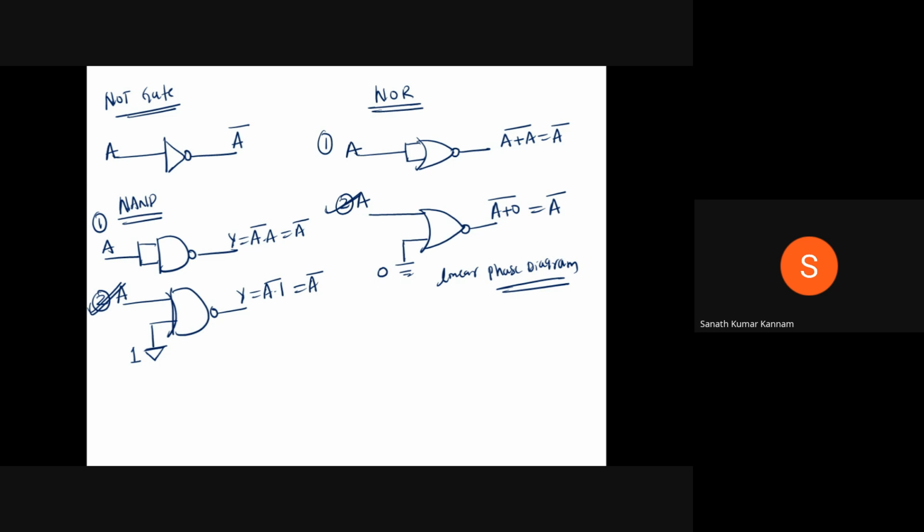Okay, and equivalency of gates. Equivalency of gates means, is it fine? How you are representing these inverters with only NAND gates and NOR gates? Any doubt in this? Give your response so that I will move forward.